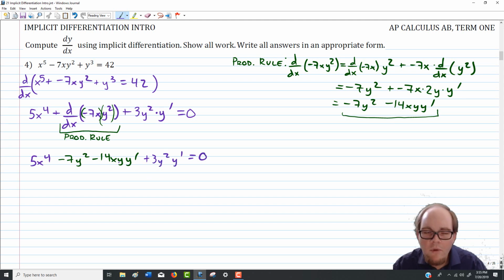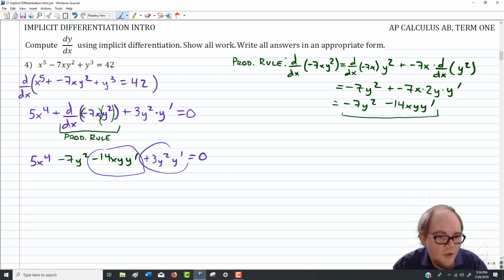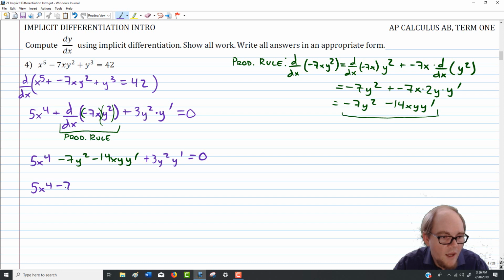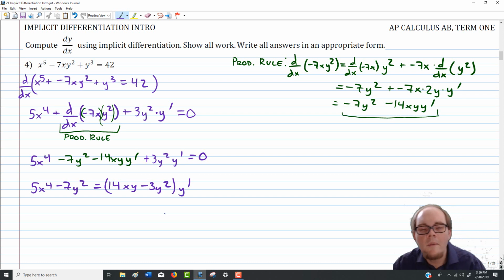Now once again, we want to get y prime or dy dx by itself, so that way we can isolate it and solve for it. We're trying to get that derivative expression in there. So I'm going to add this one and subtract this one to the other side. I'm going to move a little quick through it. I'm hoping that's okay. I don't think it's too bad. It's going to give us that the left side is equal to positive 14xy minus 3y squared all times y prime.